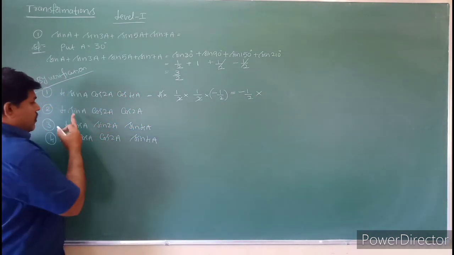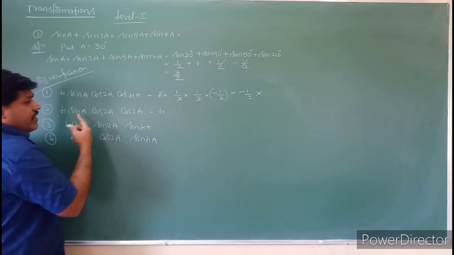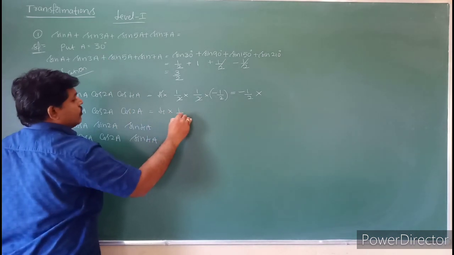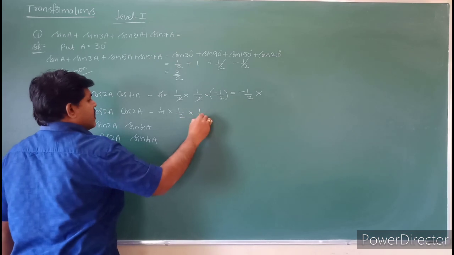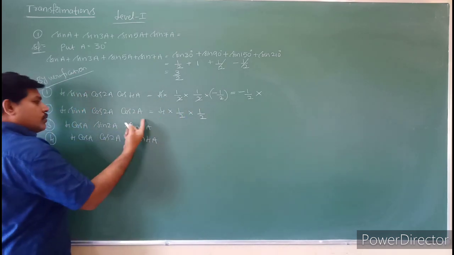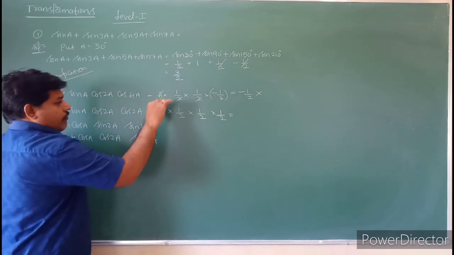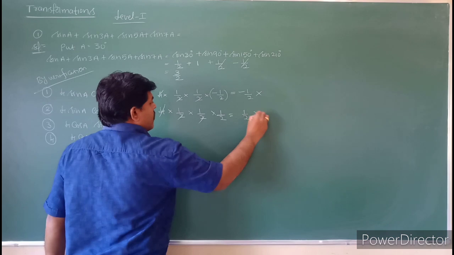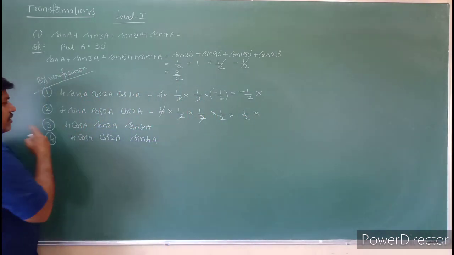So see the next one, this value. That is 4 into sin A, that is nothing but sin 30. Sin 30 is nothing but 1 by 2, and cos 2A, we already did that. The cos 2A value is 1 by 2. So 4, 2, 2 will be cancelled. So this is 1 by 2, but the answer is 3 by 2. So this is not the option. So take the fourth one.